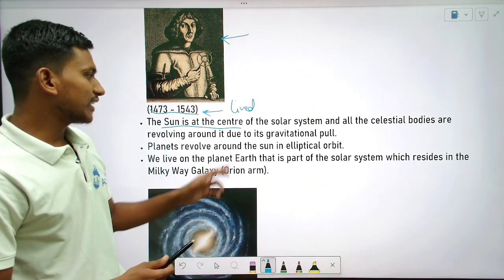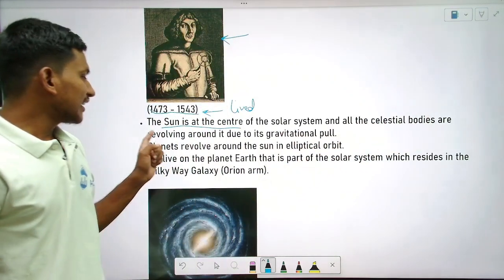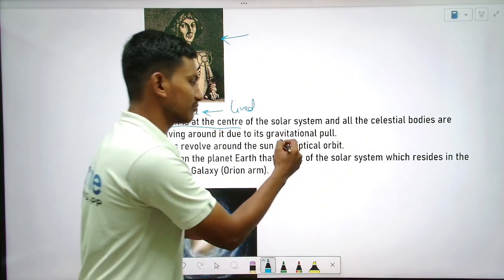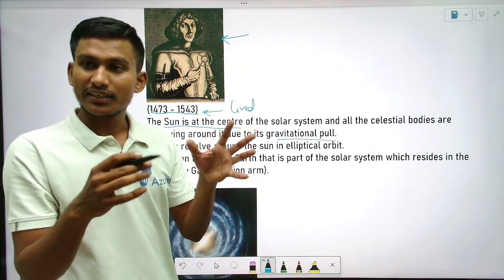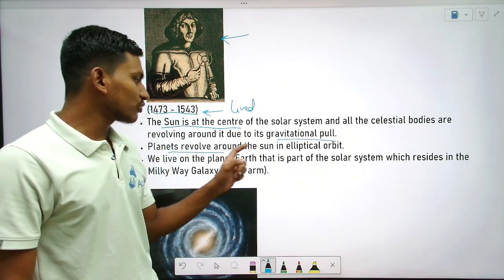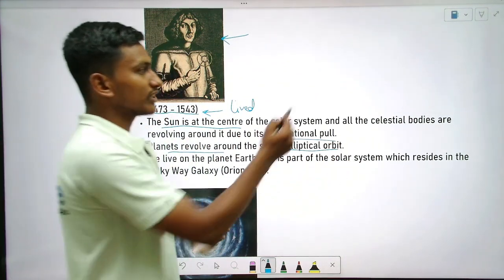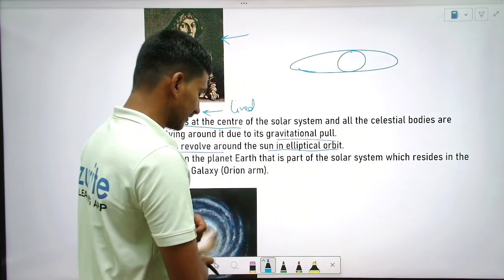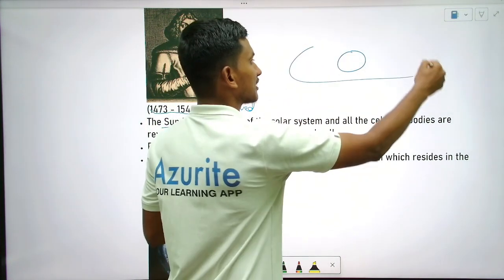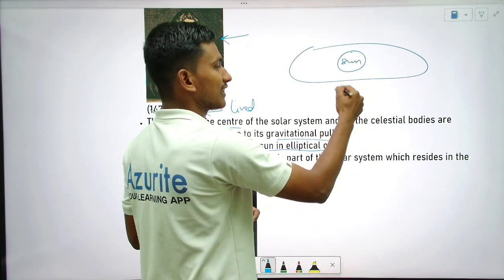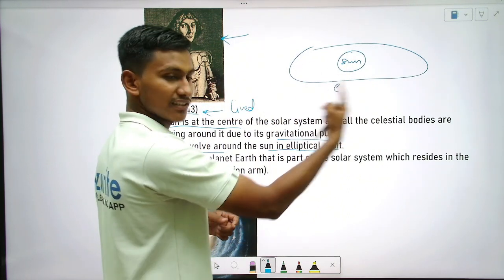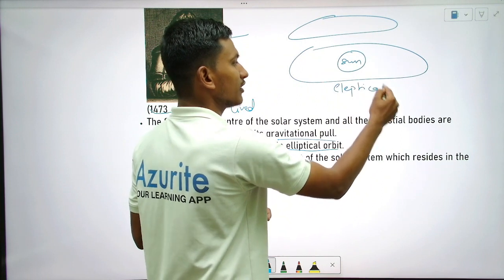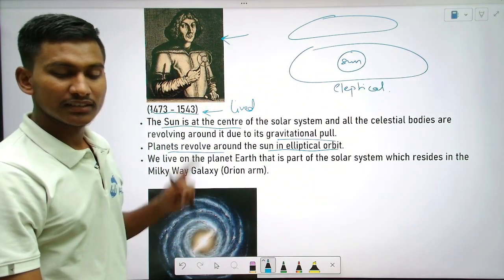So all the celestial bodies are revolving around the sun because of the gravitational pull. Next, planets revolve around the sun in elliptical order. If you take the sun in this manner, they will revolve around it. We say it as elliptical order, right? It will not be a circle, it is elliptical. Like this. Got it? Understood? Okay, good. So this is the revolution.